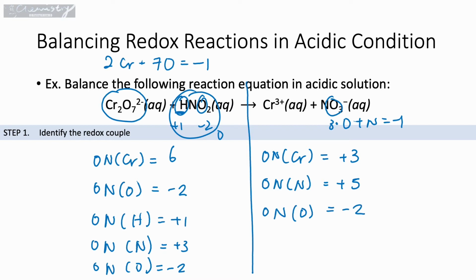For this part, if you need a reminder on how to identify the oxidation numbers and the redox couples, please remember to review our information on the oxidation number assignment and the balancing redox equations that we were discussing previously. Chromium's oxidation number decreases, so it's undergoing reduction, and for the nitrogen, the oxidation number increases, so it's undergoing oxidation.